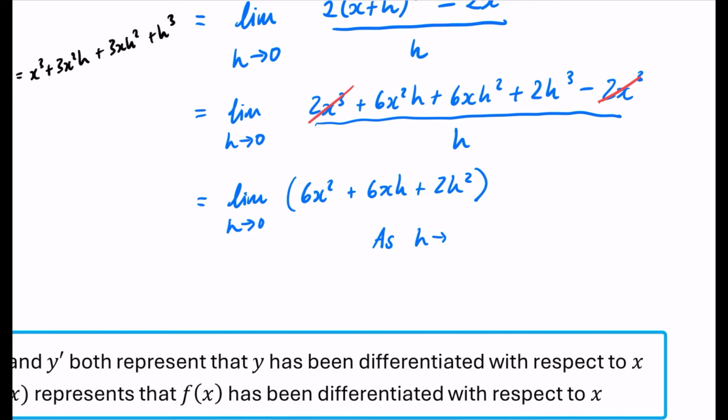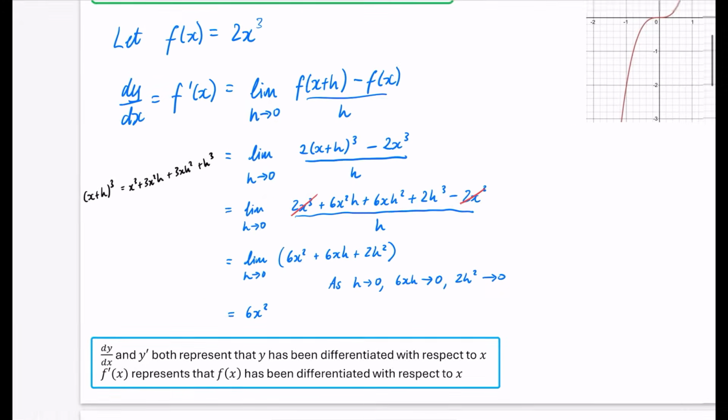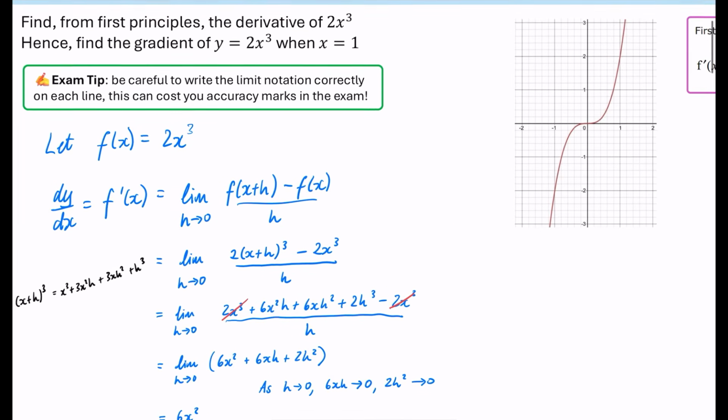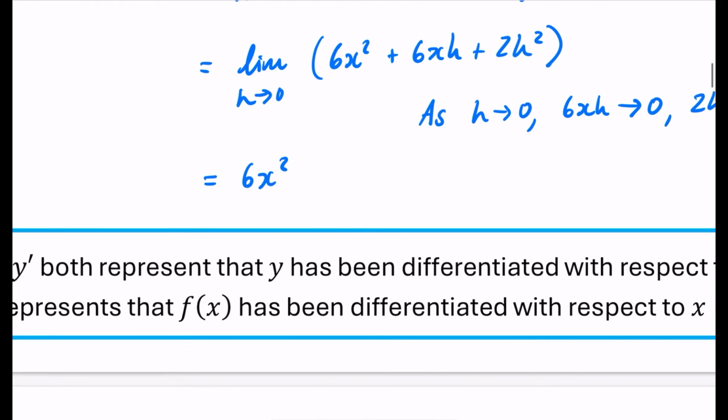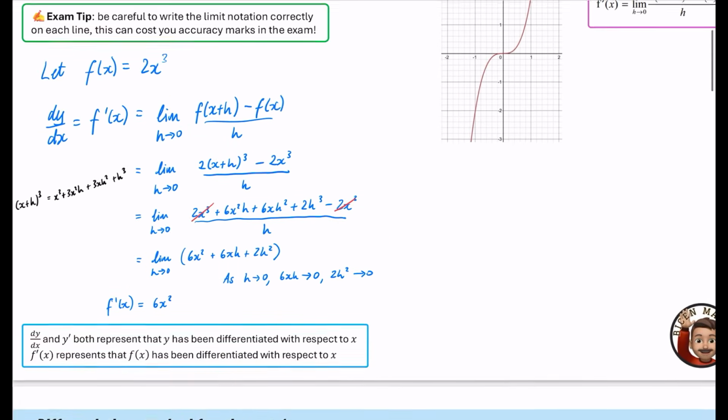So as h goes towards 0, 6xh goes to 0, and 2h squared also goes to 0. Hence, we end up with just this first term, which is 6x squared. So we have 6x squared for this one, and we've actually now come up with what the derivative is. So the derivative is 6x squared. So f dash x is equal to this. And if you did it with dy by dx here instead, that would be perfectly fine as well.